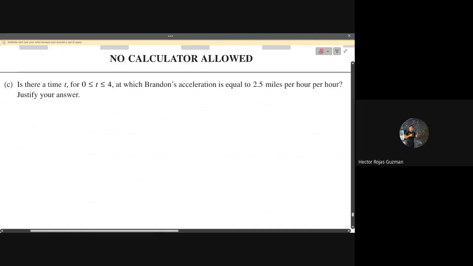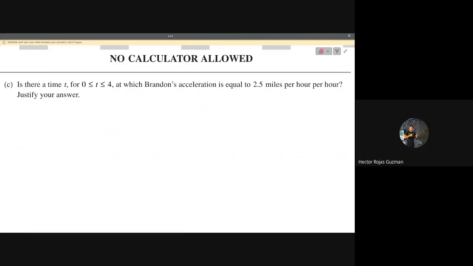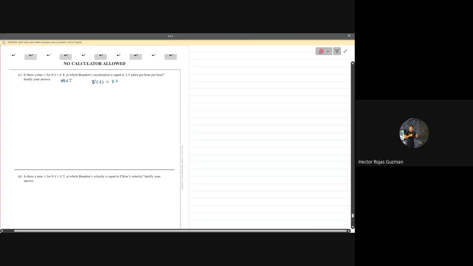Is there a time at which Brandon's acceleration is equal to 2.5 miles per hour? Oh, miles per hour per hour. Justify your answer. So this question to me right off the bat is screaming mean value theorem, because now they're asking is Brandon's acceleration equal to 2.5? We're going to be able to check that by actually finding the average rate of change, which, again, is the mean value theorem.